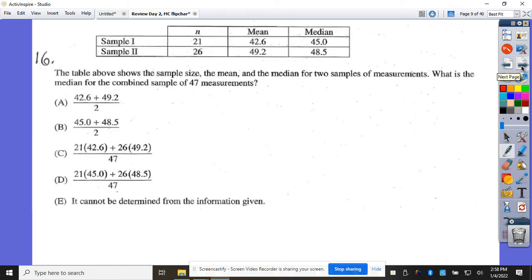Number 16. And now this one is a very straightforward one. Either you knew what you couldn't do, or you didn't. So I've got two different samples. For each sample, I have a sample size, a mean, and a median. And I want to know about putting them together.